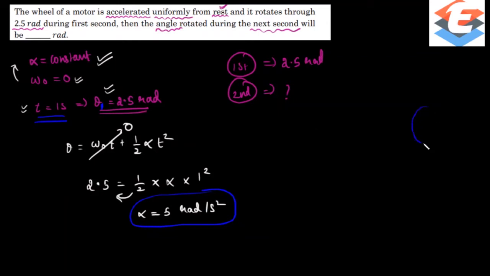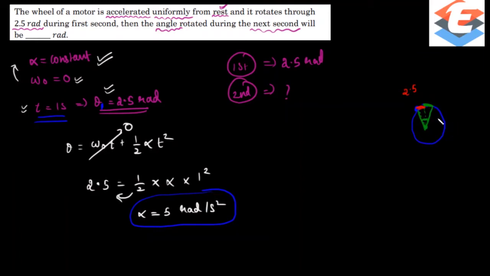Let me take circular motion. So there is a particle. During the first 1 second, a small rotation has happened. That is 2.5. During the second second, we will use another color. This much rotation has happened. So this is theta 1, and theta 2 will be this much, right?